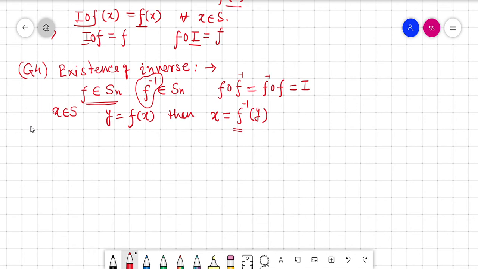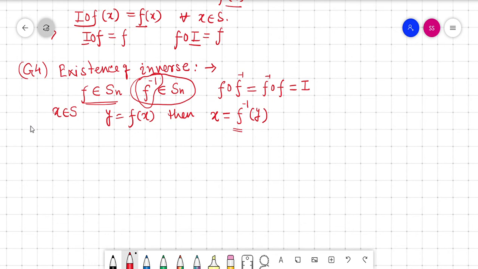Now our purpose, our goal, is that we have to show this inverse is in Sn. It is not outside of Sn. It belongs to Sn. That is our goal. We have to show F inverse belongs to Sn. What does it mean? It means yes, F inverse exists. F inverse exists by set theory. But the question is whether it belongs to Sn or not. So we have to show that it belongs to Sn.